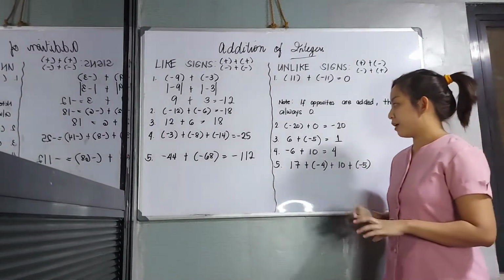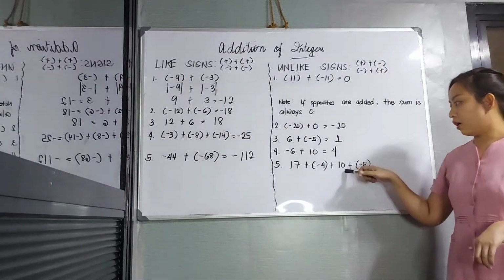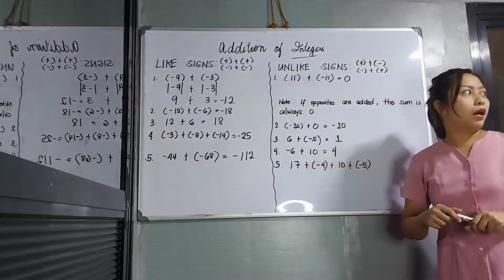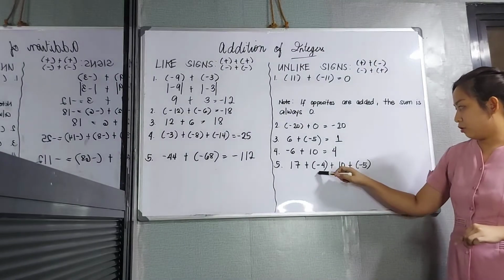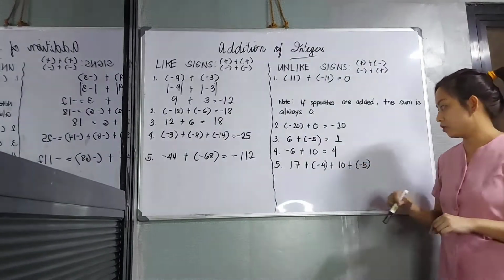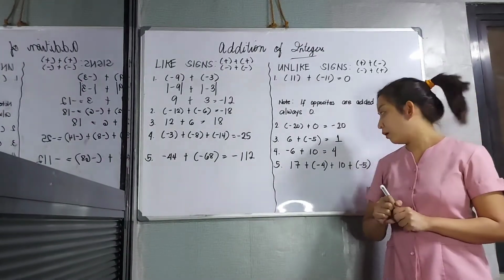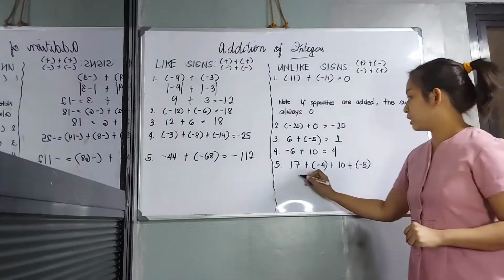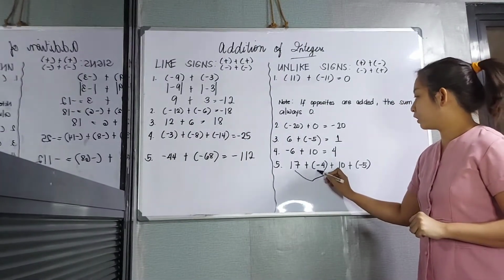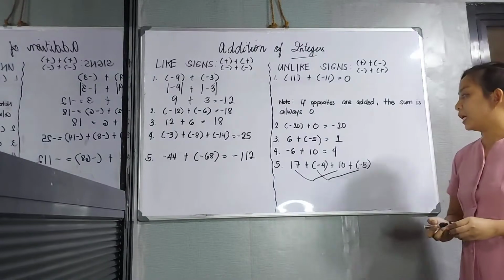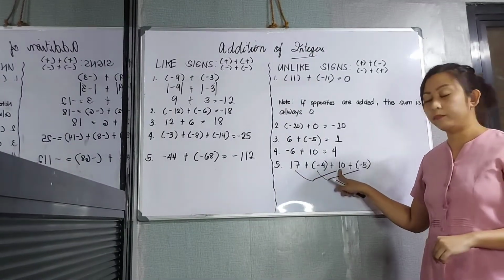Okay, for our last example, we have 17. We have here multiple integers. We're adding 3 or more integers here. So, 4 integers in total. So, pwede yan. Ang technique dito, pagsamahin muna natin lahat ng magkakapareho ng sign. And that is 17 and 10. We also have negative 4 at saka negative 5. Now, we will add this since they have the same sign.